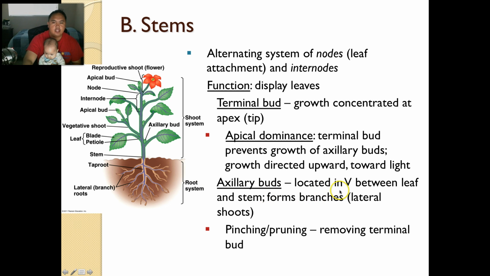Axillary buds are located in the V between the leaf and the stem. They form branches. So here's an axillary bud here. So these are the ones that form the branches, the axillary buds. And when you pinch or prune, what you're doing is removing the terminal bud.